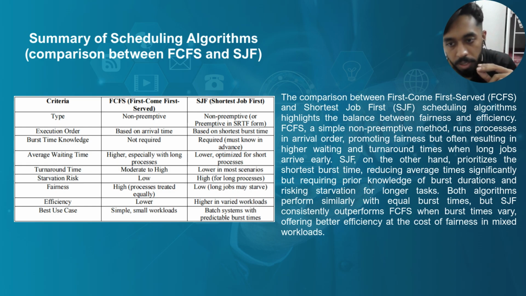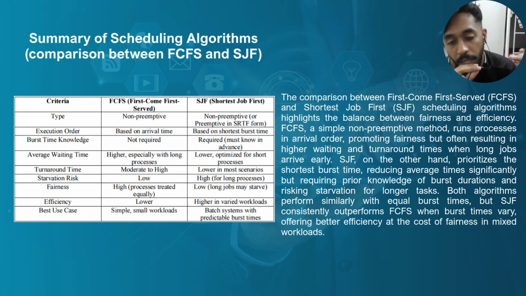While for SJF it is required, because based on that only we are actually executing the job. The average waiting time for FCFS is much higher, especially with long processes, because it goes based on first come first serve. But for SJF, it's much lower because it's optimized for short processes. So for short processes there won't be much delay, but for longer processes there will be much delay. And for turnaround time, FCFS is moderate to high, while SJF is lower in most scenarios if we have more shorter processes. And for starvation risk, FCFS is quite low because no matter what, each process will be executed at some point. But for SJF it's high, because long processes have to wait till the short processes are executed.